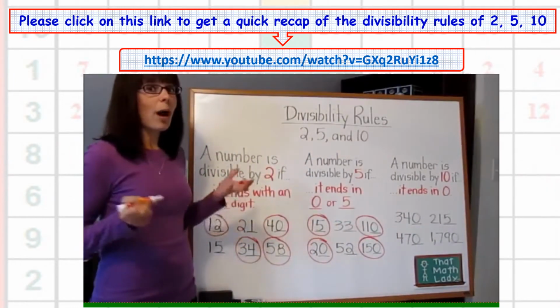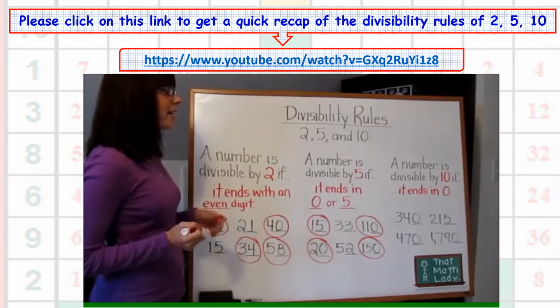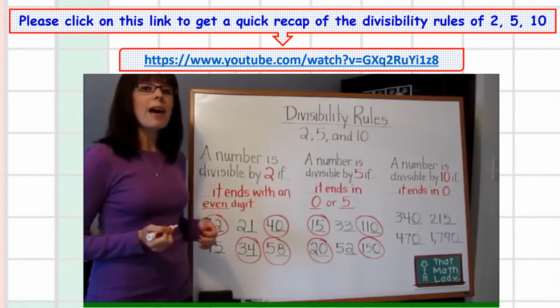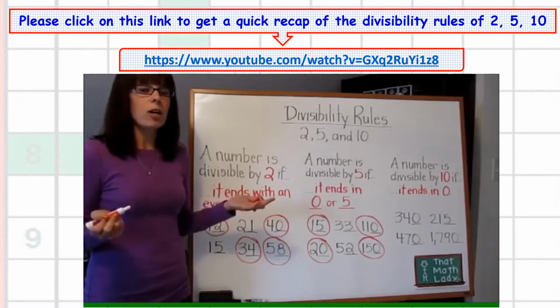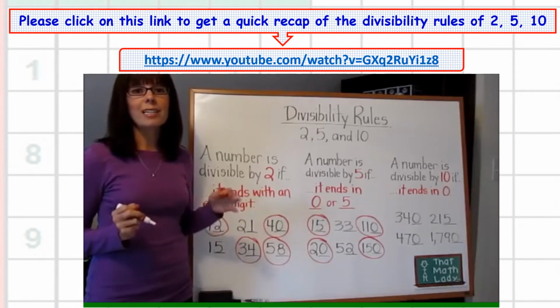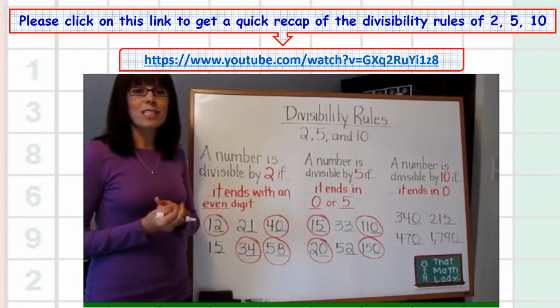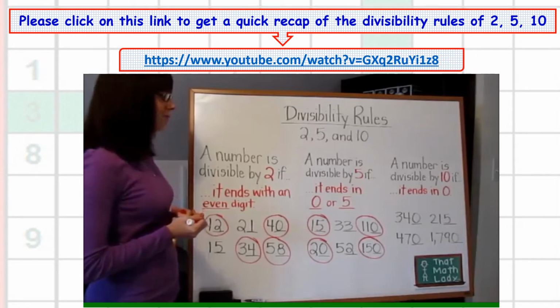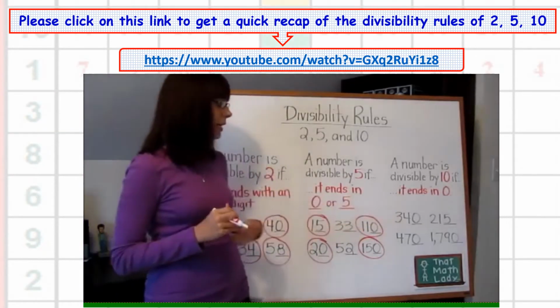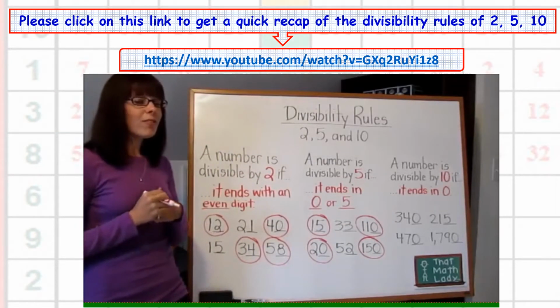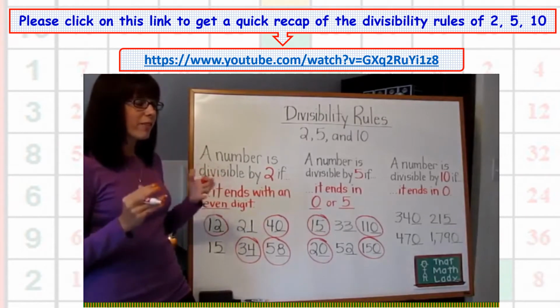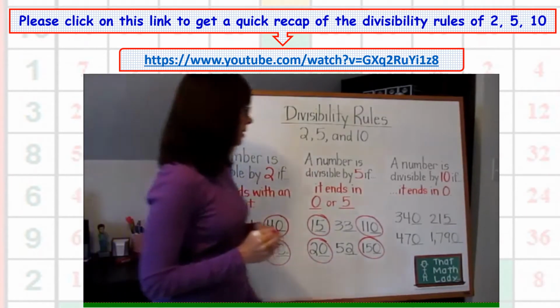And the last one, probably the easiest one, is 10. A number is divisible by 10 if it ends in a 0. So all you have to do is look at the very last digit, see if it's a 0, and you automatically know if it's divisible by 10 or not. So let's look at these examples right here. You probably figured out the oddball, which one doesn't fit in with the rest of them.